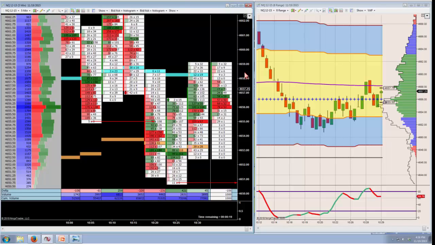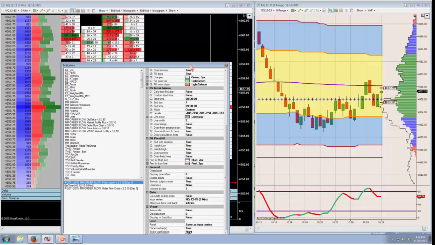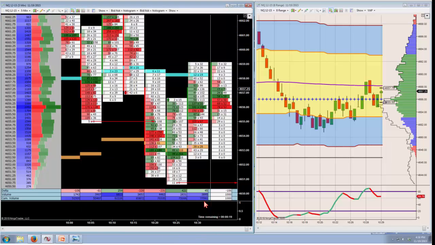The timer is just an indicator in Ninja. It is bar timer, Rodney. So it's just a standard indicator in Ninja. And then I can make this like that. So all I'm seeing is that.